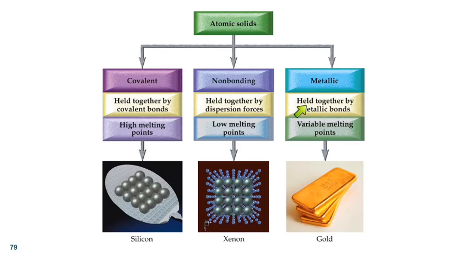So in a metal, you have individual atoms, but they're not held together by dispersion forces or covalent bonds. They're held together by metallic bonds. They are also going to have varying melting points, but most metals melt at relatively high temperatures. Obviously, an exception is mercury, and gallium's the other fun one. It melts slightly above body temperature. So at room temperature, it's a solid, but you put it in your hand and it'll melt.